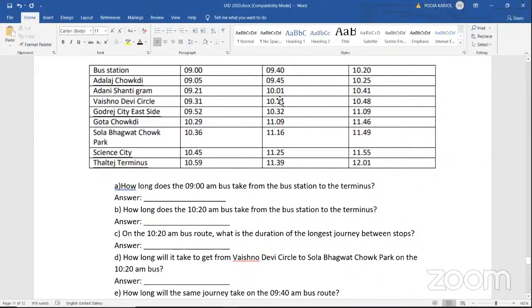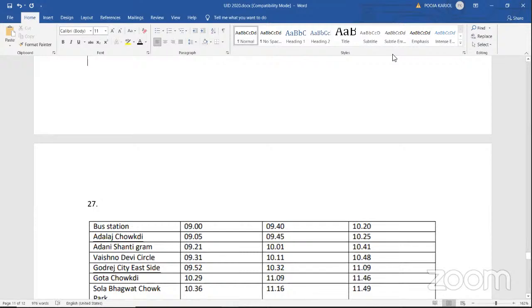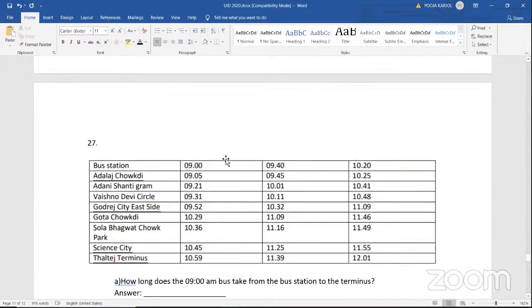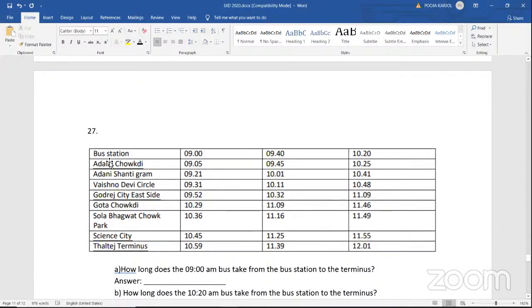Okay, see. So bus station. Certain bus is starting at 9. One bus is starting at 9:40. One bus is starting at 10:20. So there are three buses, three timings for the same route. How long does the 9 AM bus take from the bus station to the terminus? How long will it take? Fifty-nine minutes.